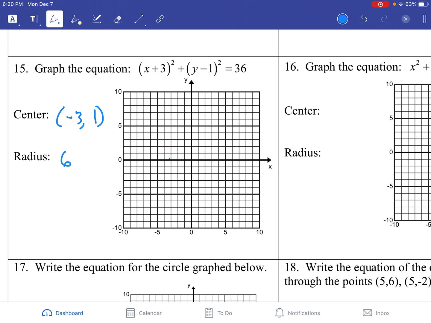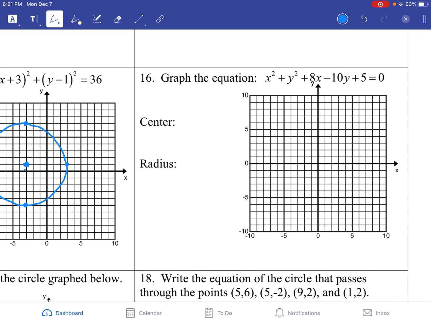So we go negative 3, 1, which is going to be right there. We're going to go up by 6, left by 6, down by 6, and to the right by 6. And draw the best circle you can. I missed the point, but that's okay. It's pretty good, right? It's pretty good. And that's it.